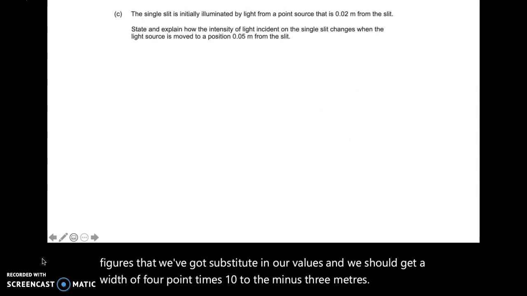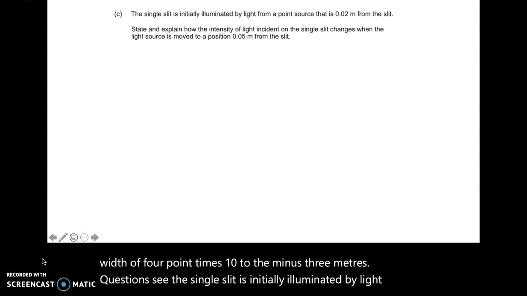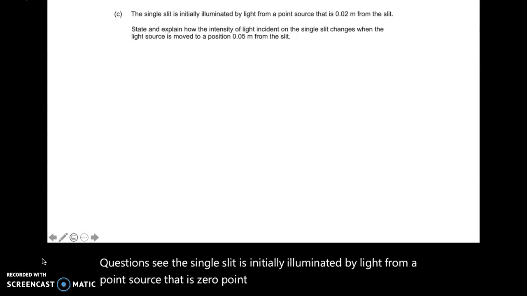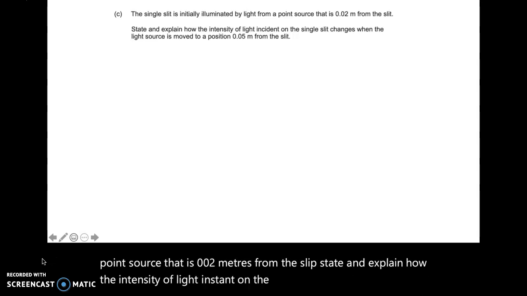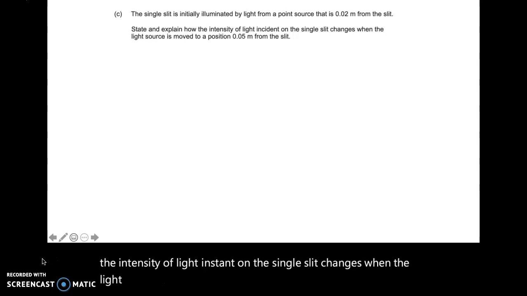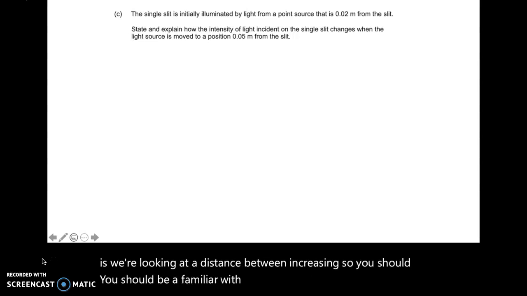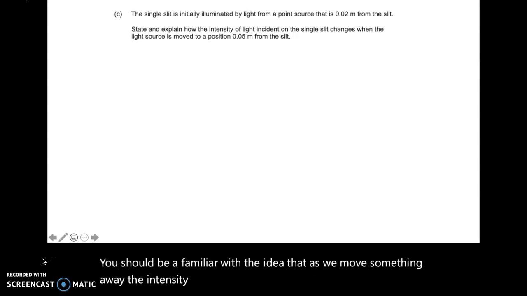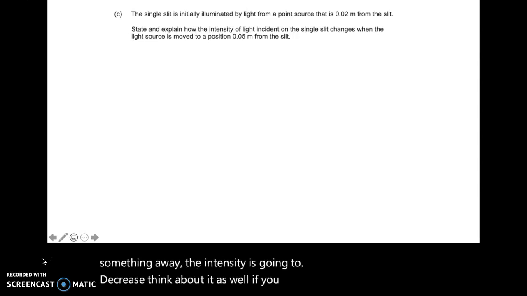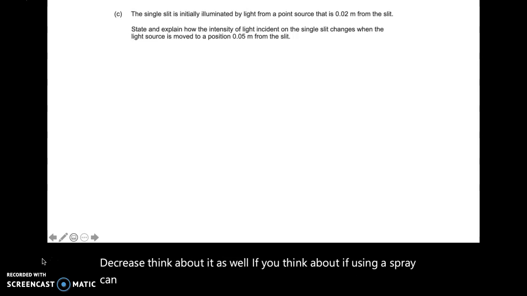Question C, the single slit is initially illuminated by light from a point source that is 0.02 meters from the slit. State and explain how the intensity of light incident on the single slit changes when the light source is moved from its position to a position of 0.05 meters from the slit. So what we're looking at here is a distance that's increasing. You should be familiar with the idea that as we move something away the intensity is going to decrease. Think about a spray can: the closer you are, the more intense the spray, and the further away you are the more diffuse it is.